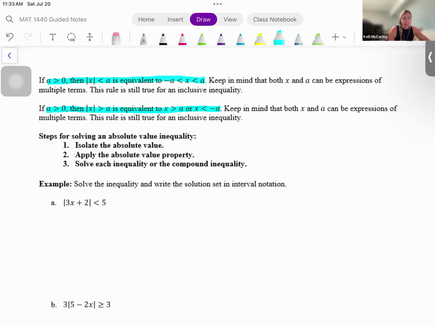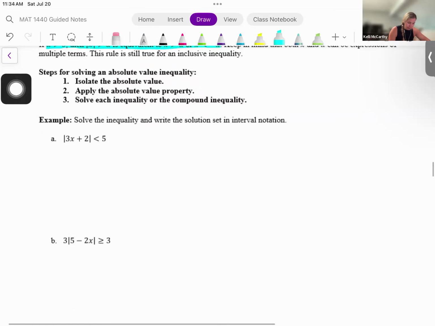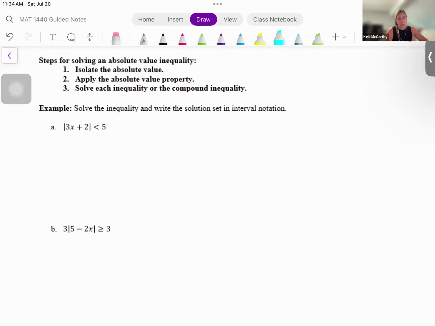The steps for solving an absolute value inequality: we want to isolate the absolute value, just like we did with an absolute value equation. We're going to apply the absolute value property, so one of those two rules above, and then solve each inequality or the compound inequality. A compound inequality is where we put it all together as one for that less than type statement, and these are the two separate inequalities. Solve each inequality and write the solution set in interval notation. The absolute value of 3x plus 2 is less than 5.